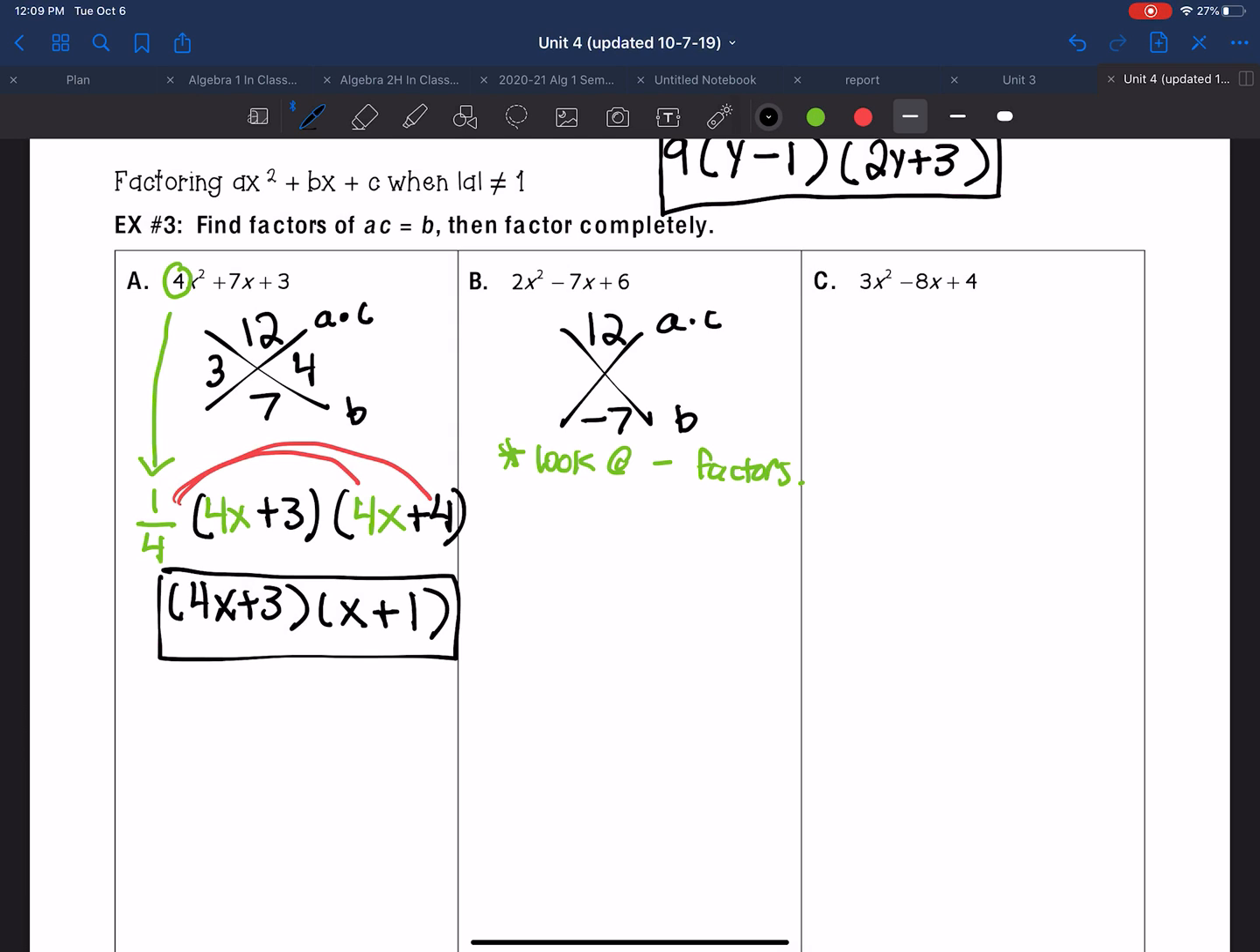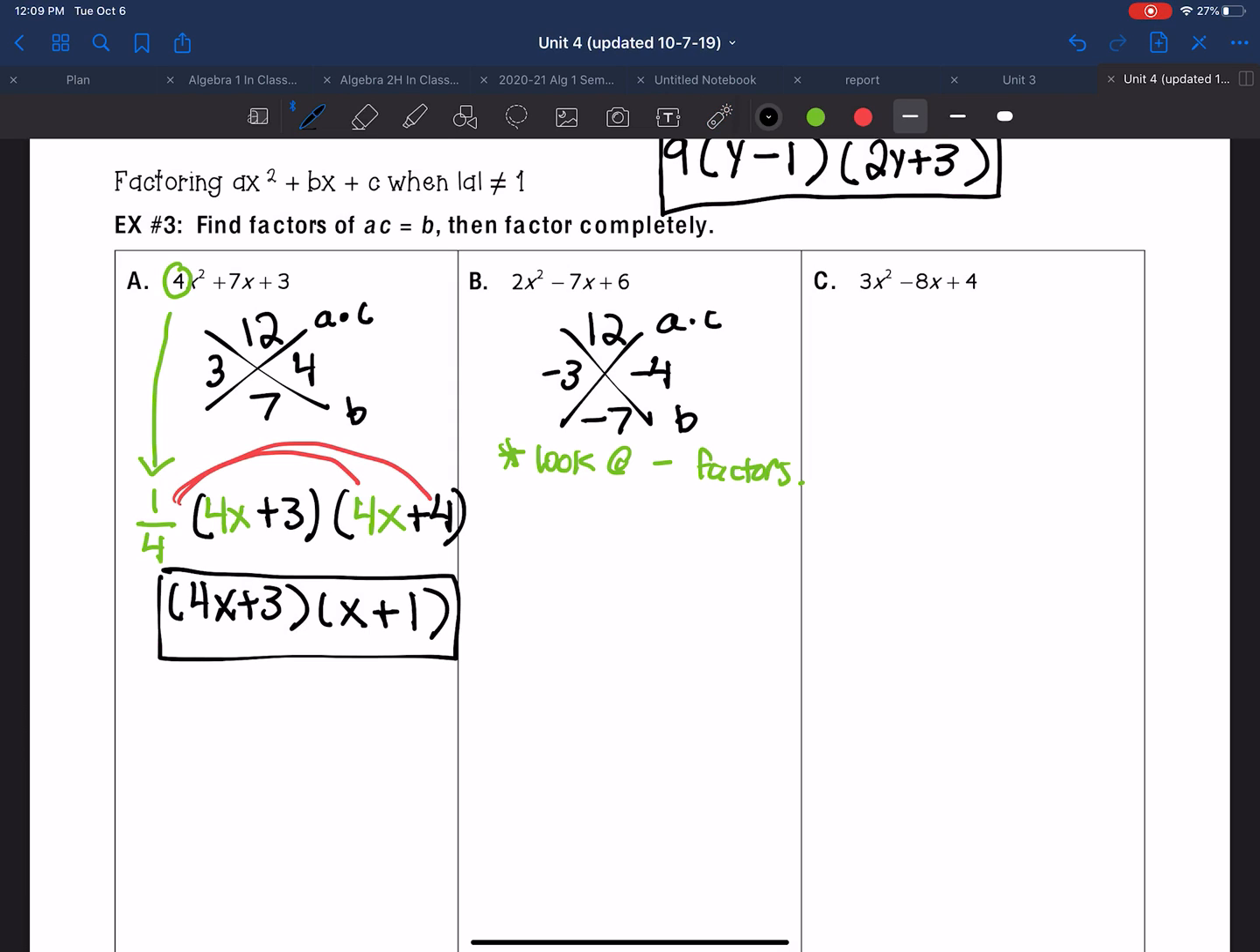So let's go ahead and look at these. If I do -3 times -4, if you multiply those together, that gives you 12. If you add those together, that gives you -7. So those are the factors we're looking at. Just go down the list. If you try -2 times -6, that adds up to -8, so that's not right. You just have to go down the list and try to find the ones that work.